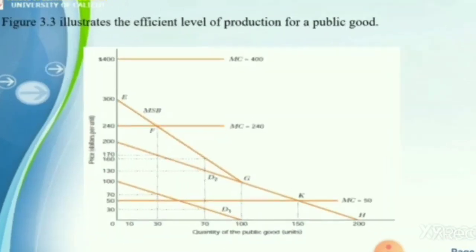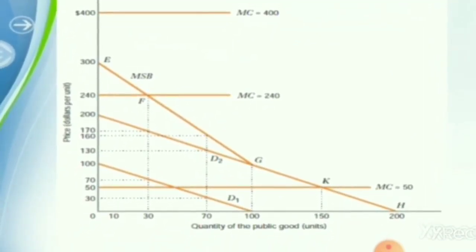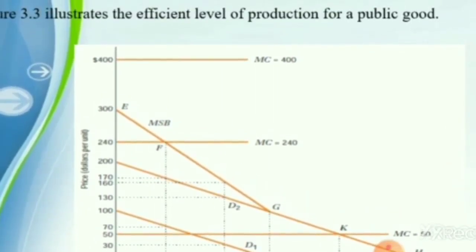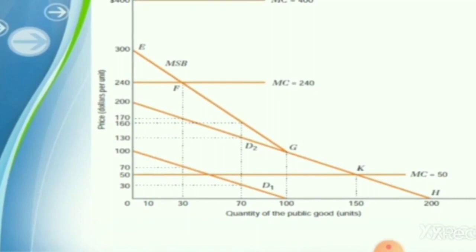You just look into that picture. The x-axis represents the quantity of the public good, measured in units. The y-axis represents the price per unit. Here on the y-axis, we can see MC equal to 400. That means when marginal cost is equal to 400, the good is exhausted, so you don't need to bother about it. Here it shows MC equal to 50, then MC equal to 240. Those are the two horizontal lines we have, right?